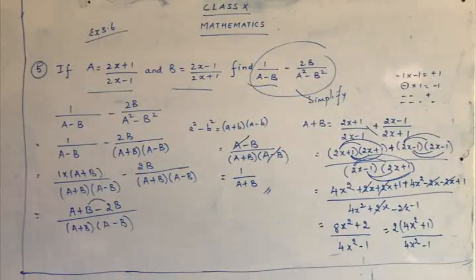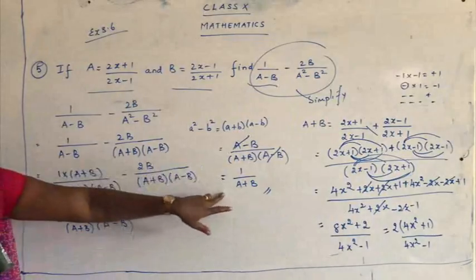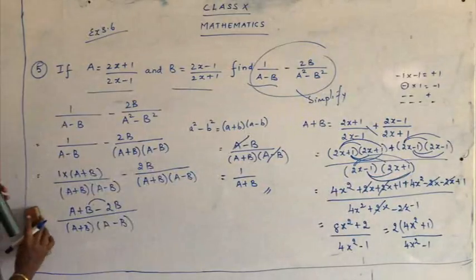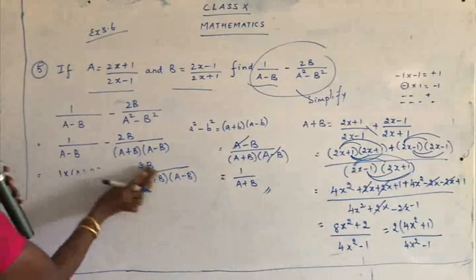But that is not the required answer. The required answer is 1 upon a plus b. That's what we need. So you just say over here, I'll rub the first part. I hope you have taken the sum.